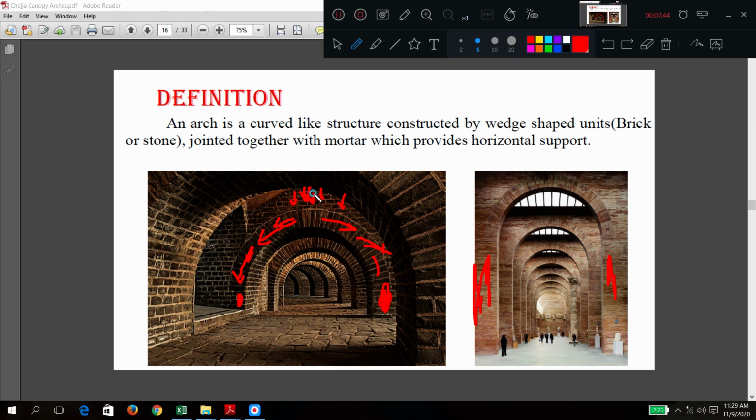So under the action of the superimposed load, the brick units or block units or wedge-shaped units will get compressed. So what type of force will be acting? Compression. That compression force at a later stage will be transferred to the sides. Like this it will come and be transferred. Whatever the load is, it is converted into compressive force, and finally it is transferred to the supports. Okay.